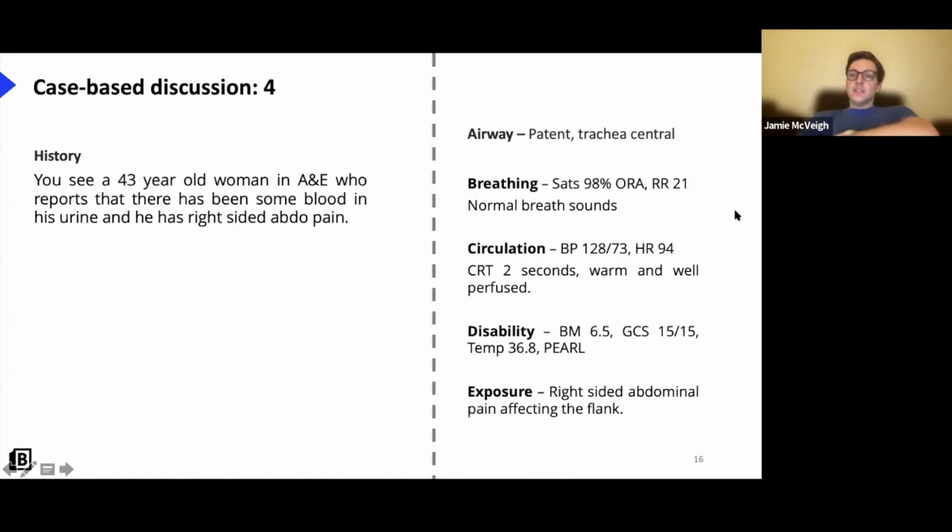So the airway is patent, trachea is central, their breathing's fine, but their respiratory rate is a bit up. And they're actually looking in quite a lot of discomfort, which is probably why they're tachypneic. Their hemodynamics are stable, although they are slightly tachycardic, and they're not underfilled. Disability is fine. And then on exposure, you find they've got some right-sided abdominal tenderness and some pain affecting the right flank. Now, what diagnoses have we got here?